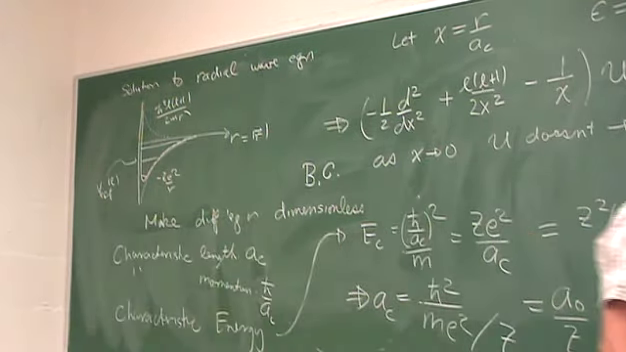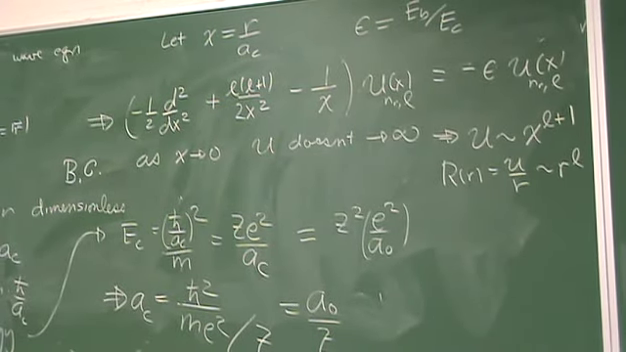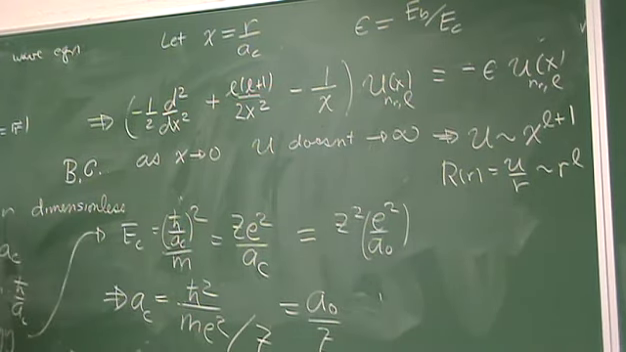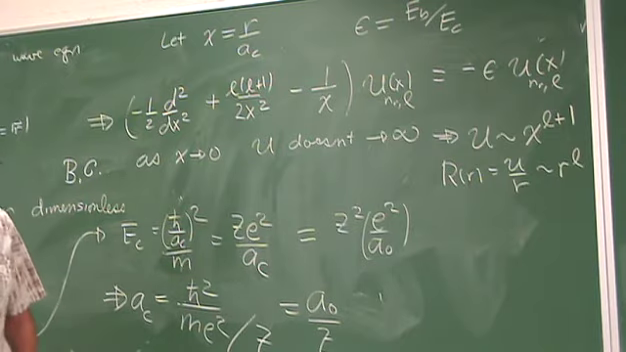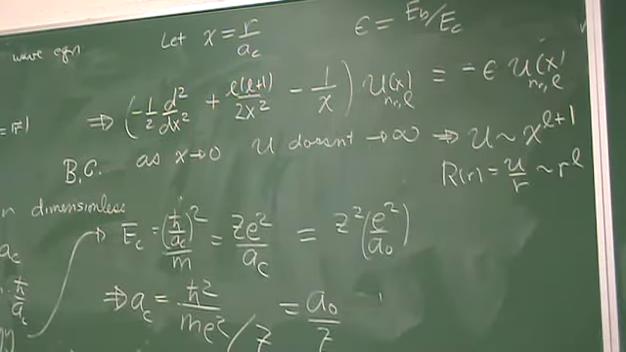For L equals 0, it's constant, which means that there can be a large probability amplitude for the electron to be at the origin if the orbital angular momentum of the electron relative to the nucleus is 0, because then it has 0 impact parameter. So it's going to spend a lot of time at the nucleus.